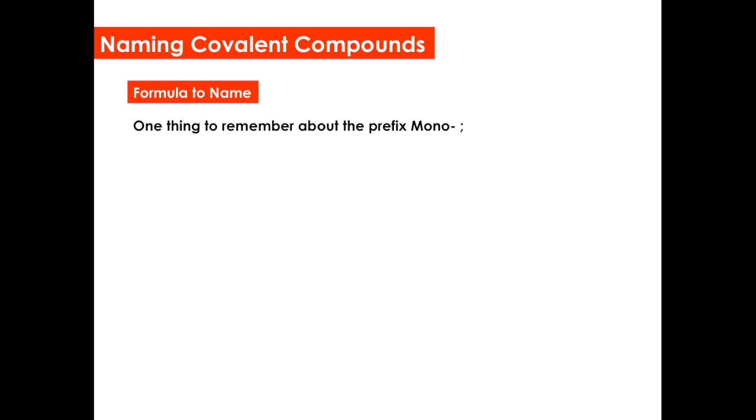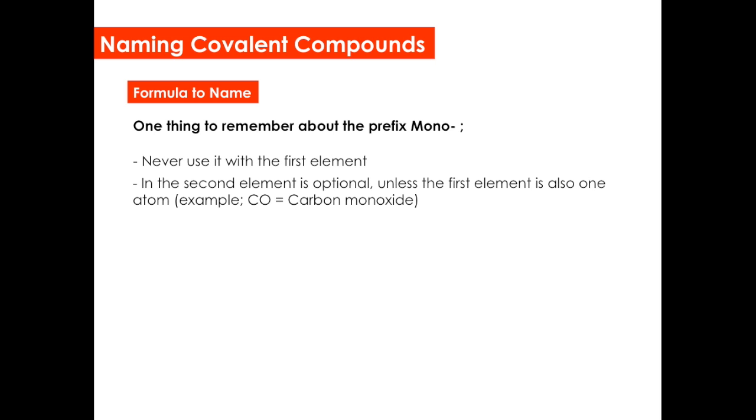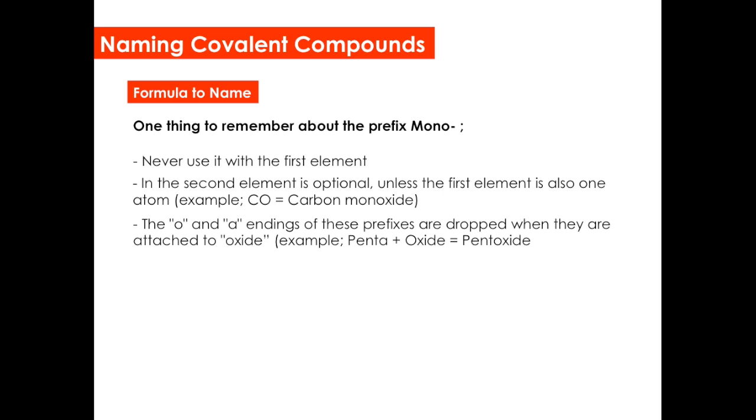One thing to remember about the prefix mono: never use it with the first element. In the second element it is optional unless the first element is also one atom. Example, CO, that is carbon monoxide. The O and A endings of these prefixes are dropped when they are attached to oxide. Example, penta plus oxide is pentoxide.